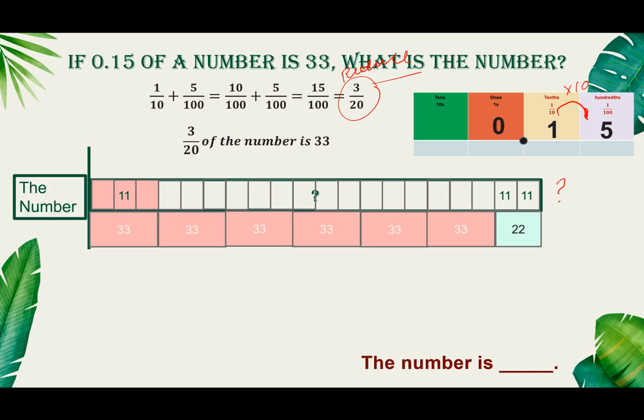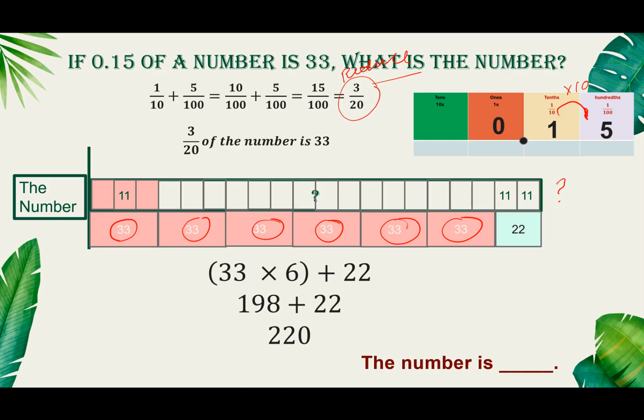So how do we see the total in the bar? There's 1, 2, 3, 4, 5, 6. 6 times 33 and 22 more. And so here we go. 6 times 33 is 198, plus 22 is 220, right?